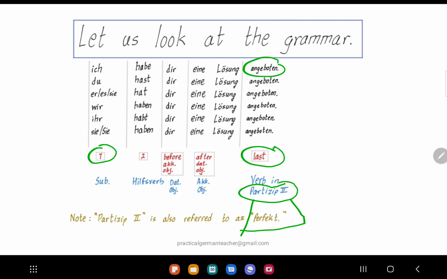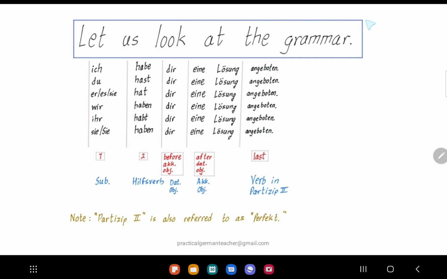The way in English we have: you ask, then you have asked, then you did ask. If I ask you in English what these are, maybe you can answer, maybe you cannot. That's why just remember that angeboten is the Partizip II format of anbieten, and it will be at the last position. What else? The second position is taken by the verb haben, and here it is referred to as Hilfsverb.